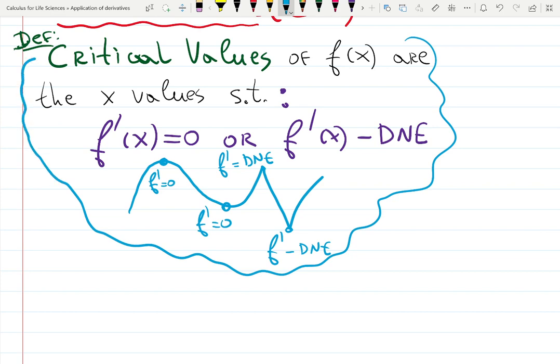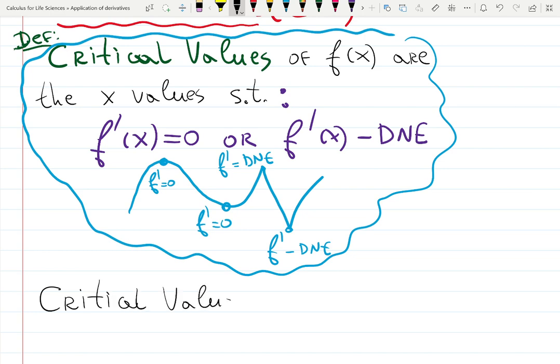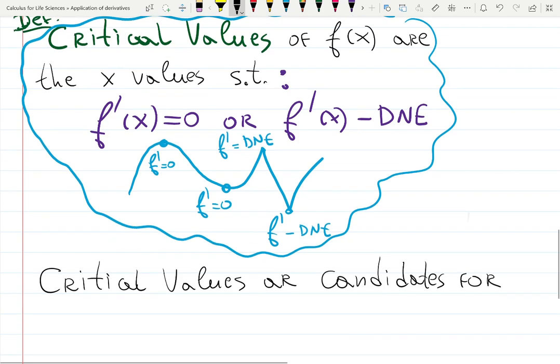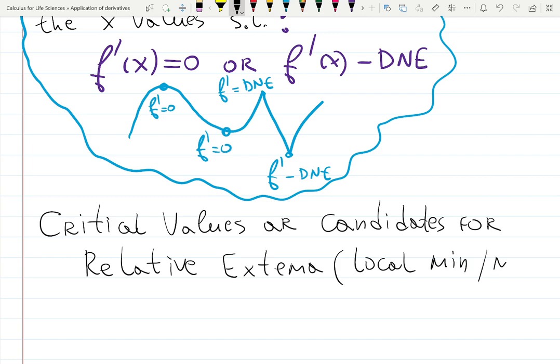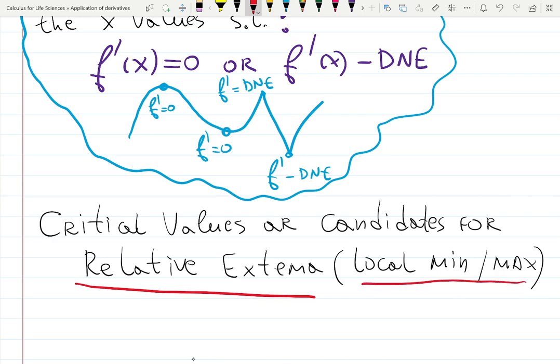This is very important because critical values are candidates for relative extreme values or relative extrema. That is basically local min and max. That is the same thing. You will see in your book both definitions. Relative extreme values, relative extrema, local minimum, local maximum. That's the same thing. Candidates.